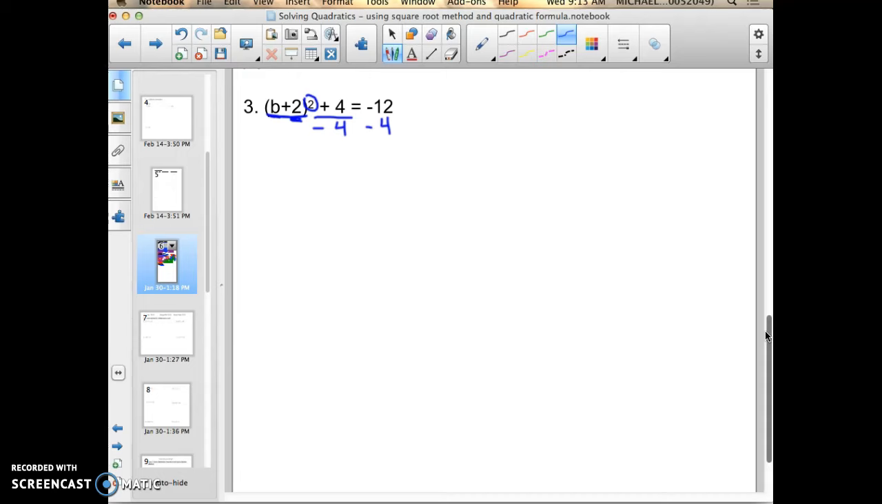So in this case then, the positive and negative 4 on the left side cancel each other out, so I'm left with b plus 2 still trapped in the parentheses, and that equals negative 12 minus 4 is a negative 16. So far so good. Now I have isolated the radical.